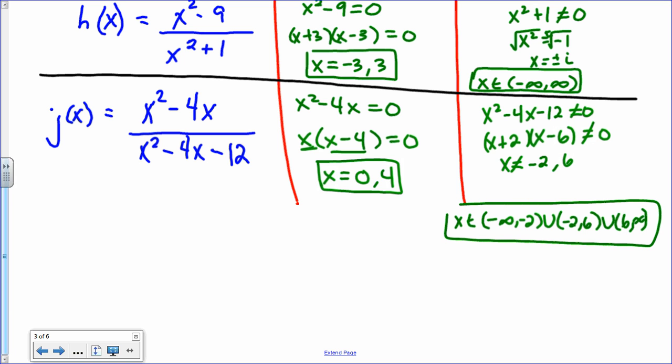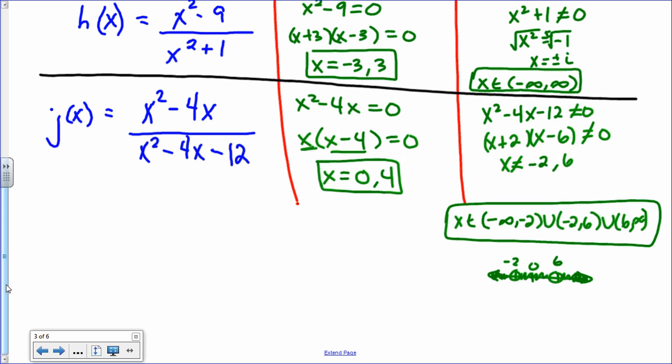So remember, for domain, you can use a number line to help you if you want to make a number line here. You have open circles, you have holes at negative 2 and 6, but everything else is okay. So I have 3 parts of this number line that are shaded, that's why I have 3 intervals. Okay? Questions about any of these?